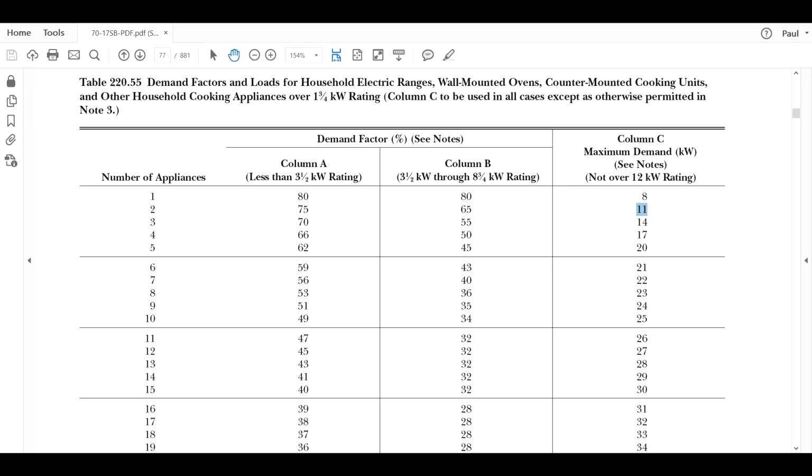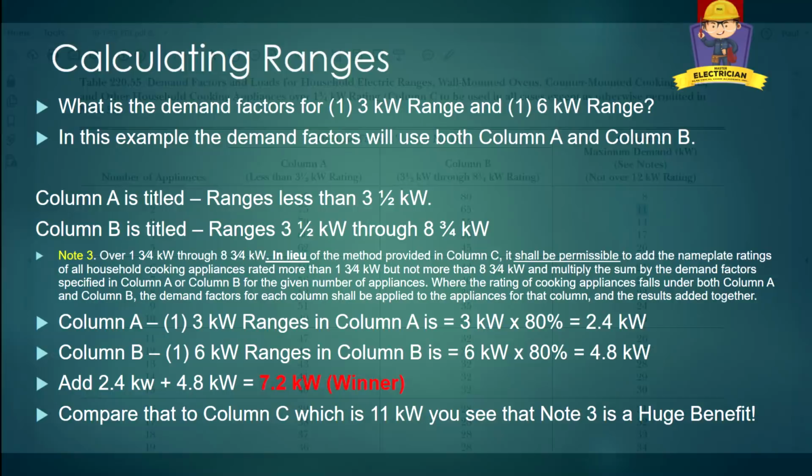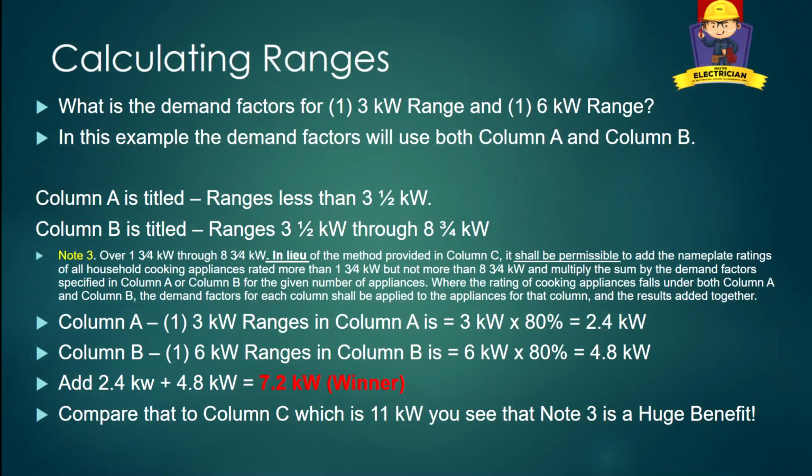Well, in this case, this is another example where we're going to want to use the results of column A and column B, because this is all part of note 3. Remember, note 3 allows me to use other than column C, or in lieu of column C. So that's the benefit of that. All right, so in this case, we're going to use 7.2 kW for our values if we're calculating for service or feeder applications, to do load calculations.